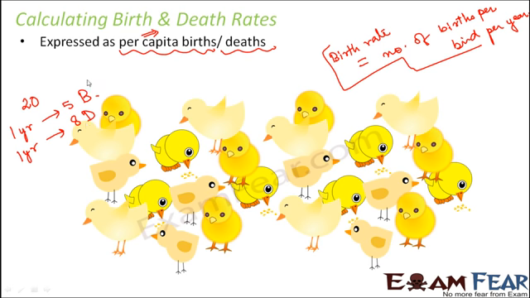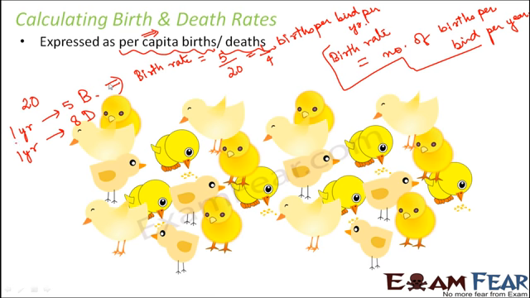So if I ask you, given this data, what would be the birth rate? The birth rate would be equal to the number of births, that is 5, divided by the total number of birds which were present earlier, that is 20. So this is equal to 1 by 4. So basically 1 by 4 births per bird per year. Per bird per year, because this data is given for 1 year only.